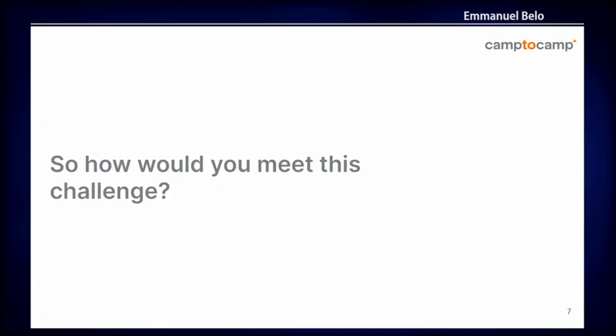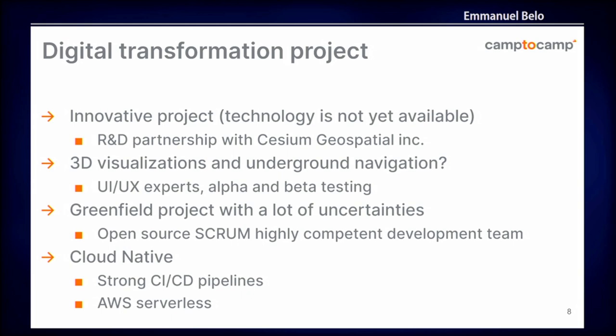And so, how would you meet this challenge? We identified it as a digital transformation project with a lot of innovative components. We had to develop inside Cesium the visualization and navigation below surface. So we established an R&D partnership with Cesium Geospatial, the editor of Cesium. And navigation underground was not easy. It's not done yet. And so we also worked with UI and UX experts to define the right workflow for the users to navigate and interact with this data.